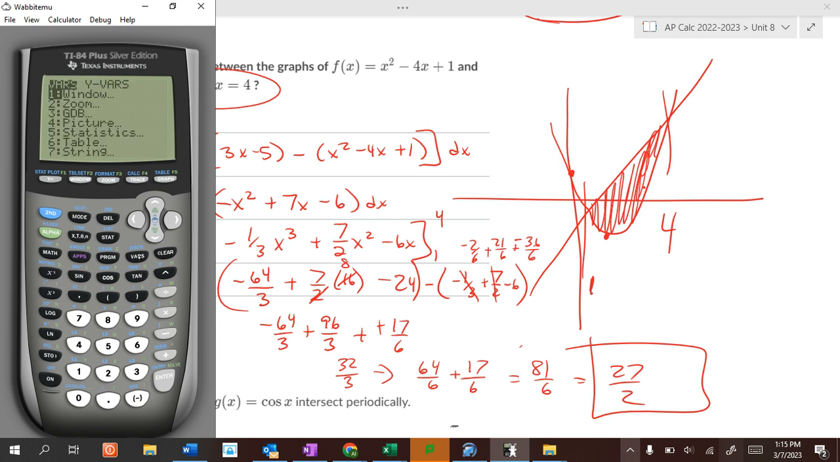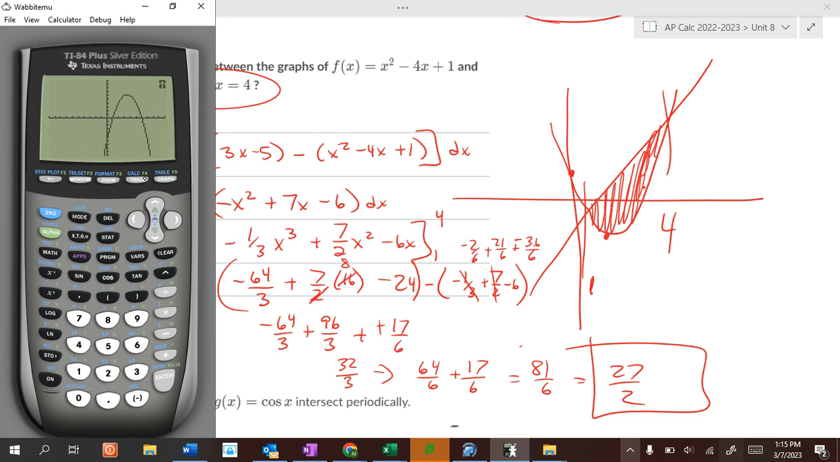It's under Vars, and then arrow over to Y-Vars, and under Function, you have y1, y2, y3, y4, y5, y6. And then if you graph that, we get this parabola of negative x squared plus 7x minus 6. Just graphs there.